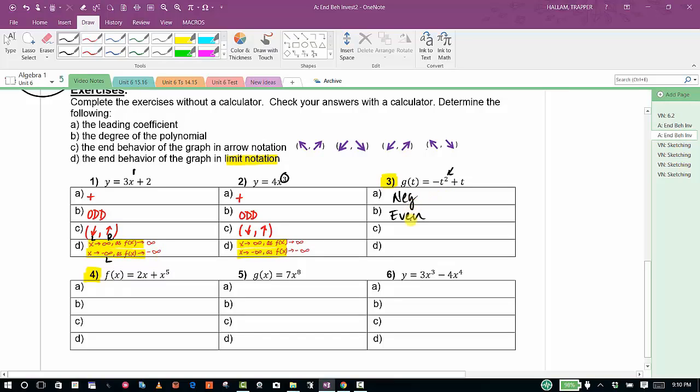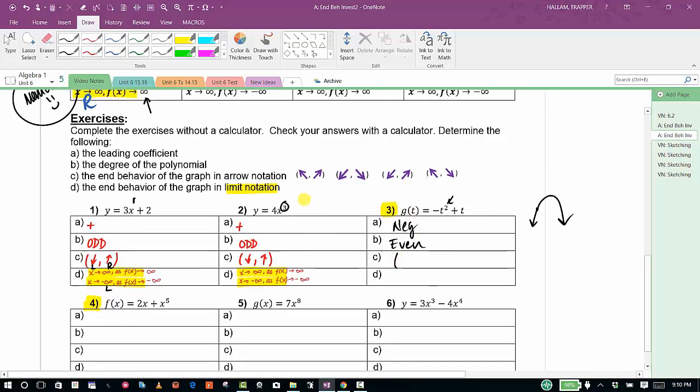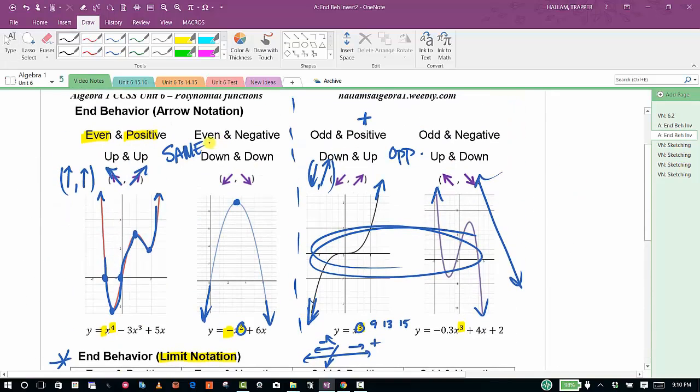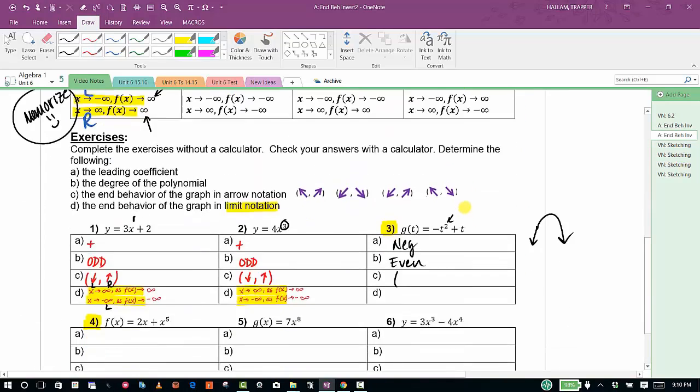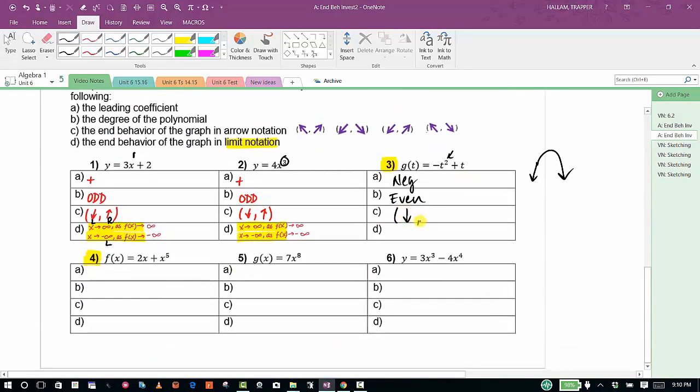So for this one, if it's negative and even, sometimes I even sketch it out a little bit, right? I know it's going to be something like that. So my arrows then, being negative and even, and if you forgot, you would go up here and you say, oh, look, it's even and negative. You'd scroll back down here and you say, oh, both arrows go down. And then you're going to have to put the limit notation.